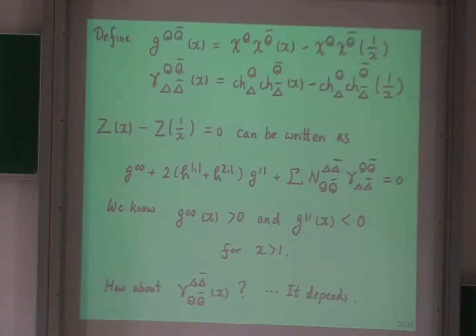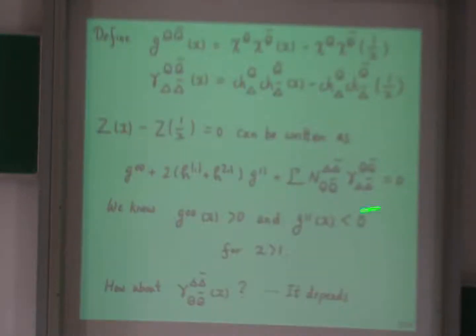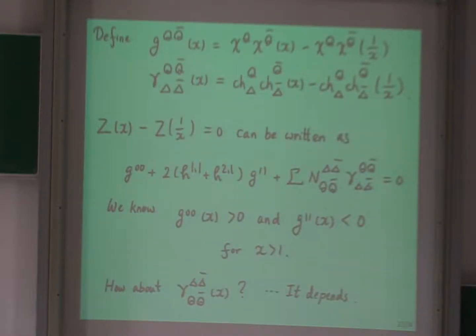Then we can show that the equality Z at x minus Z at 1 over x equals 0 can be expressed as this kind of summation. I'm just rewriting this equality in terms of each character, and it can be expressed in this way. Sorry, this is for Calabi-Yau threefolds. And we can show that G naught, so every function is known, although it's expressed in a rather complicated way in terms of Appell-Lerch sums.